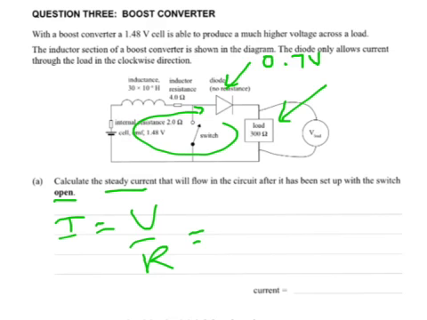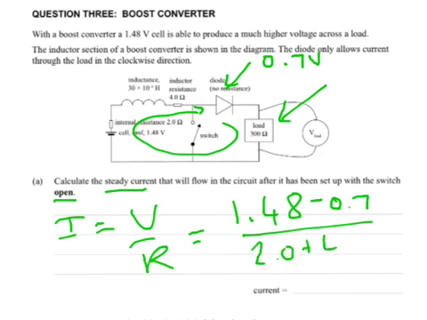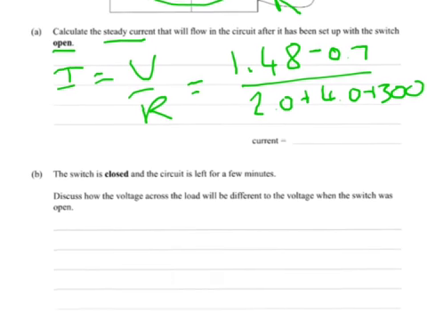So we've got the steady state cell 1.48 volts, and we've got to take away the 0.7 volt drop, and that's going to be divided by the total resistance in the circuit, which is the 2 ohms plus the 4 ohms. So there's the 2 ohm internal resistance there. We've got the inductor internal resistance plus the 300 ohms there. And you plug those numbers in and do a calculation to get the current.